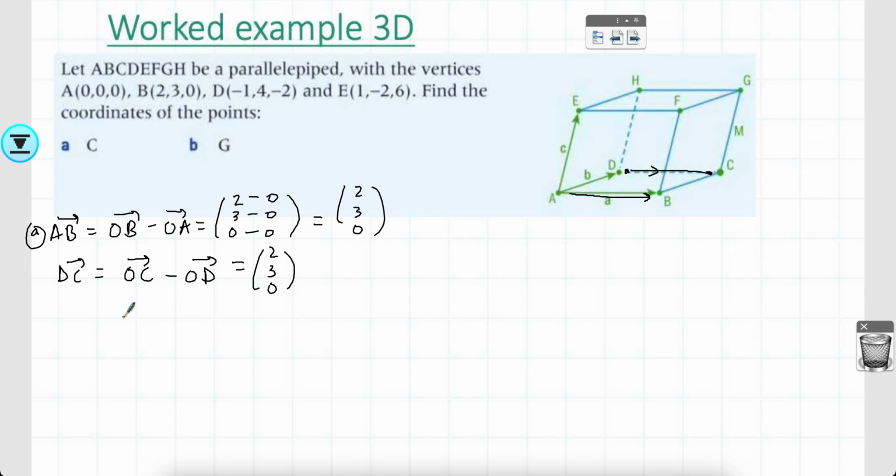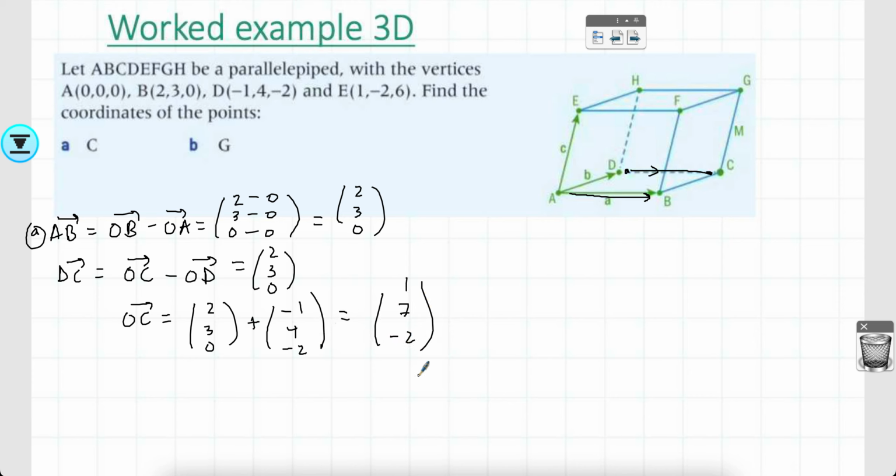O to C, I don't know what that is. That's what I'm trying to find. O to D, I have that as -1, 4, and -2. And I can immediately move it to the other side. O to D would be -1, 4, -2. And when I simplify, I get the following. So the coordinate C is going to be 1, 7, -2. As a coordinate, because it's coordinates, you don't write the components i, j, and k.